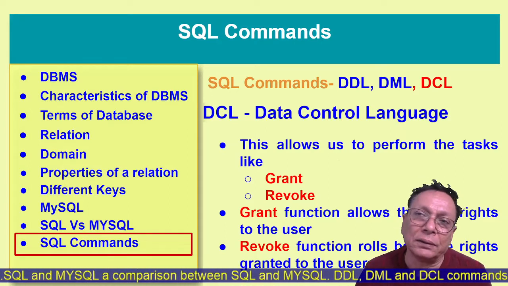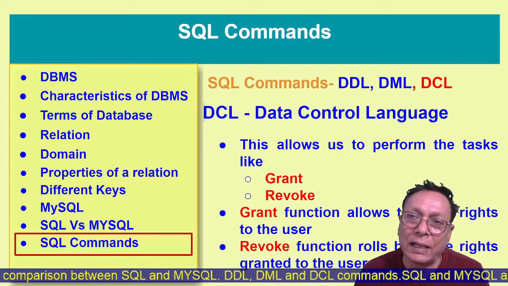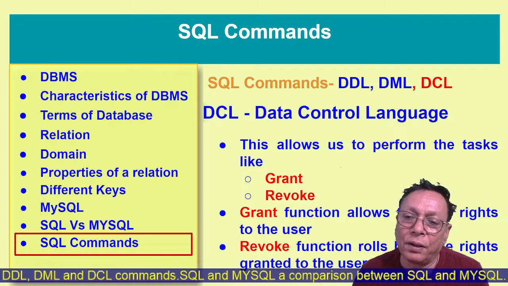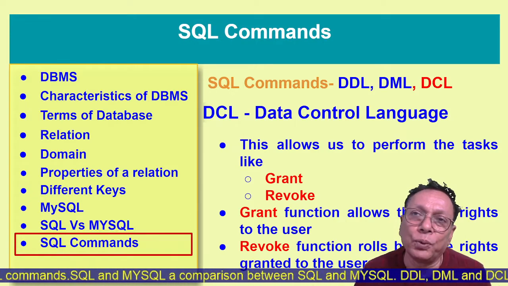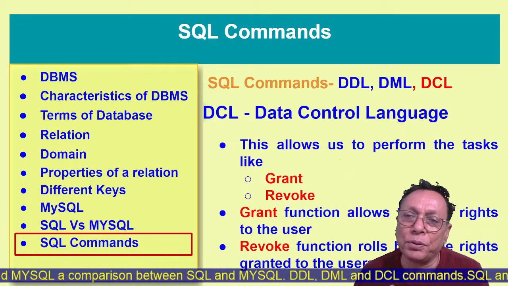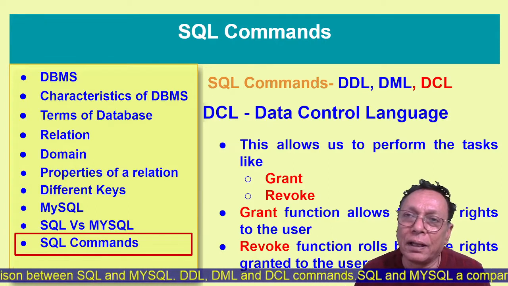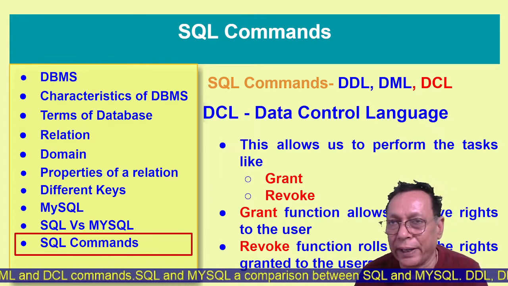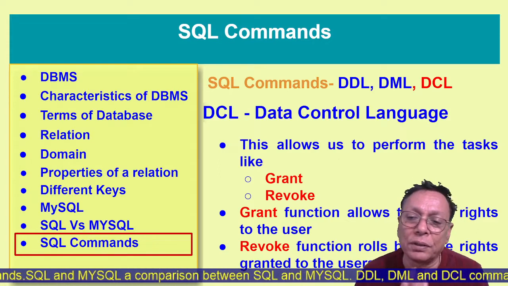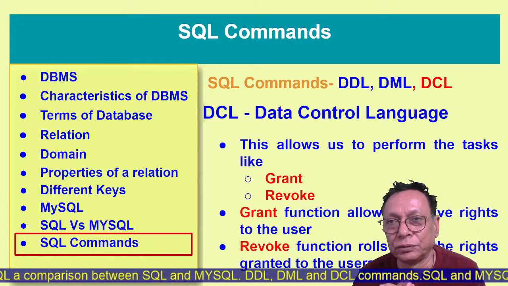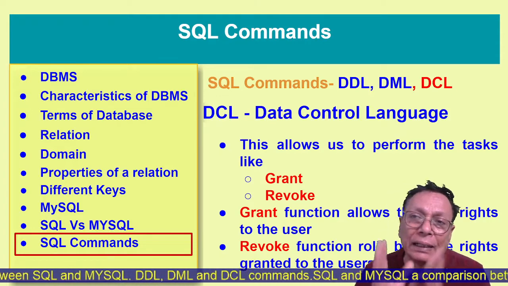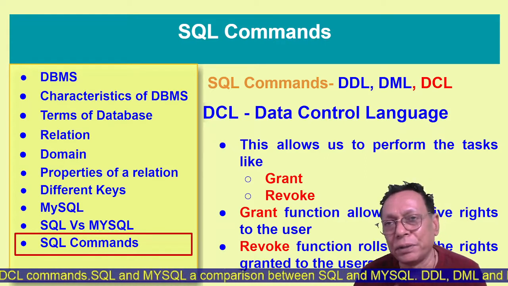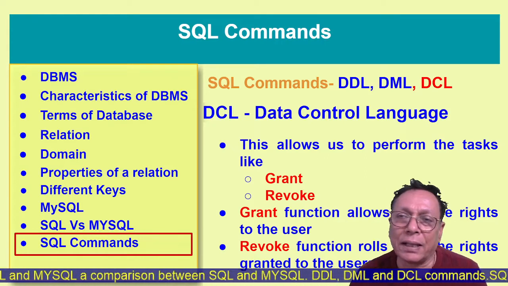While you add the users to your database, as administrator, you can grant the rights or give the rights. So grant means when you want to give the rights to the users, you should use the grant function. And when you want to revoke the rights or remove the rights, you will have to use the revoke function, so that you can grant the rights to the users and you can revoke the rights from the user. So this is the concept of DCL.